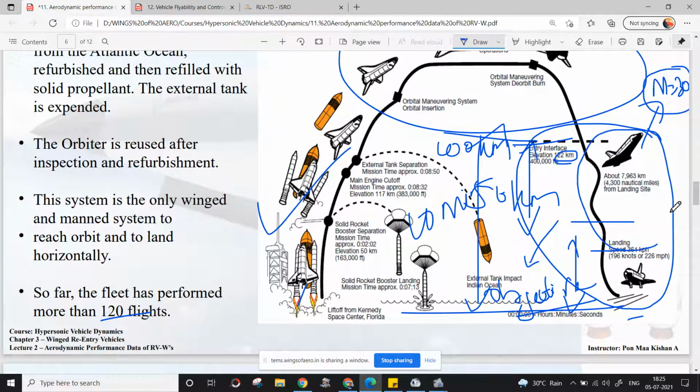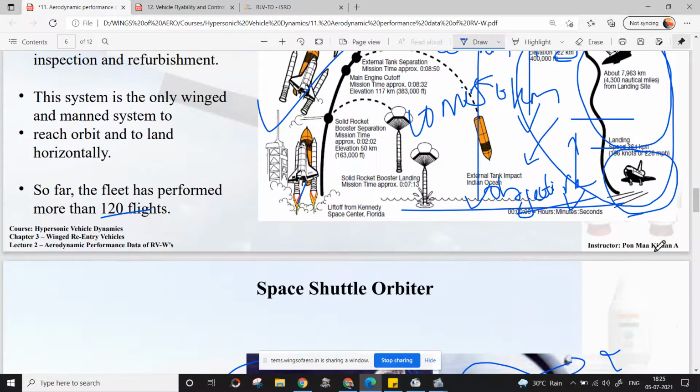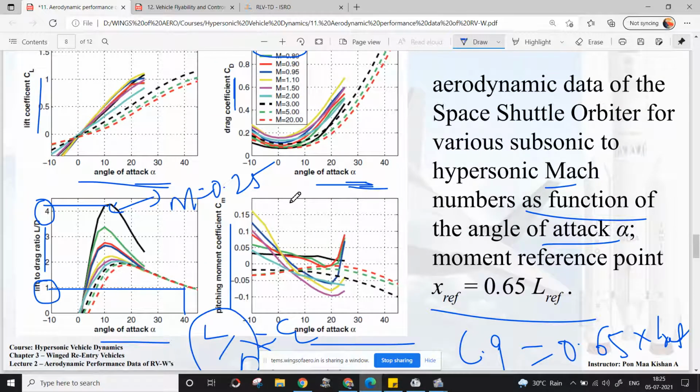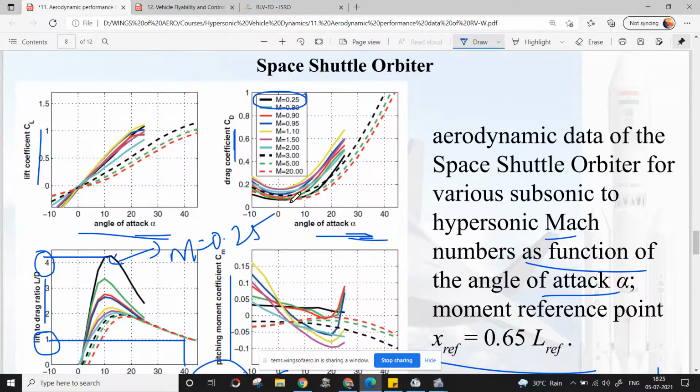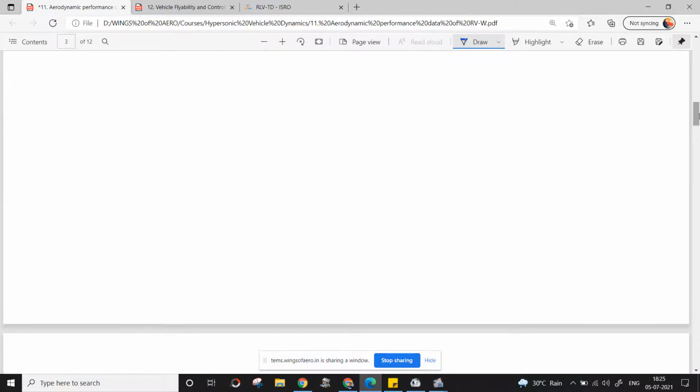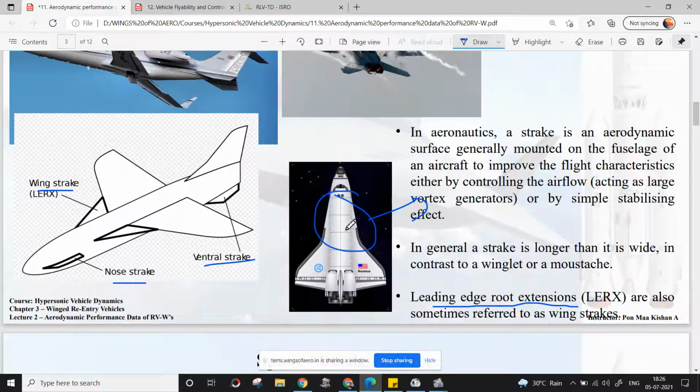So in this particular scenario, we need to have lesser aerodynamic efficiency, but after a certain altitude, we need to have good aerodynamic efficiency. What is the reason for that? Because we want to stabilize the aircraft or spacecraft. Okay, stability of the spacecraft is very important. So with Mach number 0.25, we are getting a good L/D ratio because of introducing a strake wing.